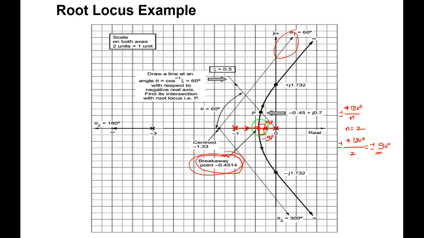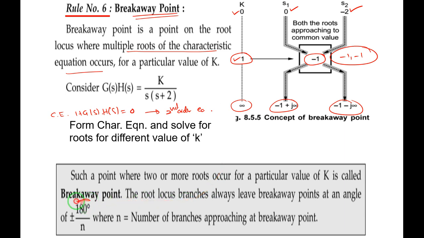They will depart at an angle of plus 90 and minus 90, given by this formula, plus or minus 180 degrees divided by n, and this n tells the number of branches approaching this breakaway point. There are two branches here, this is one branch and this is another. The same thing has been told here: plus or minus 180 degrees divided by n. Okay, I hope you understood this. If any doubts, please unmute yourself and talk to me so that I can clarify your doubts.